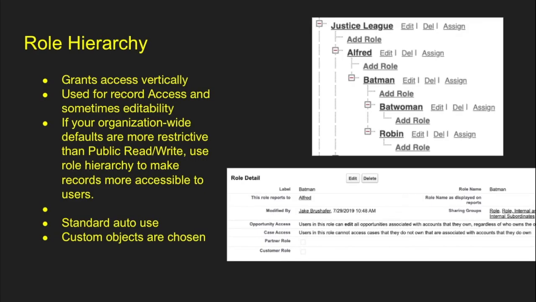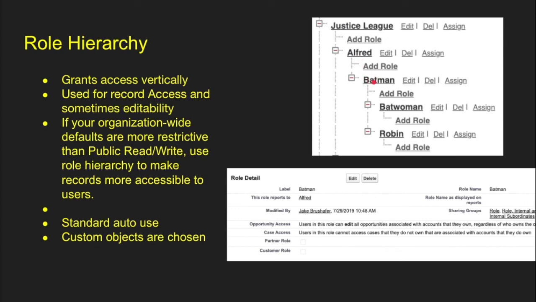Role hierarchy. This grants your access vertically. It's used for record access and sometimes editability. A lot of times it's used to grant access of a manager to all the particular people below. So in the scenario here, we see Alfred up top with Batman below him, with Batwoman and Robin reporting to Batman. But Alfred kind of helps Batman out here, so he needs to see everything that Batman needs to see. So we just put Alfred on top of him so that he can see everything that Batman sees.